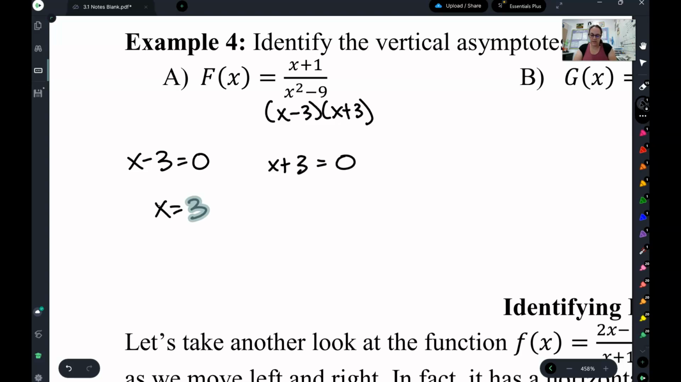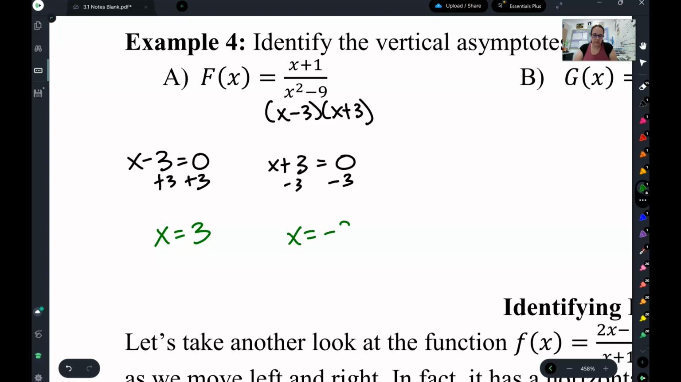So in this case, we'll add 3 to both sides. We get an asymptote at positive 3. And we get an asymptote at negative 3. So this means on the graph, we're going to have 2 vertical asymptotes that we draw. One at negative 3 and one at positive 3.